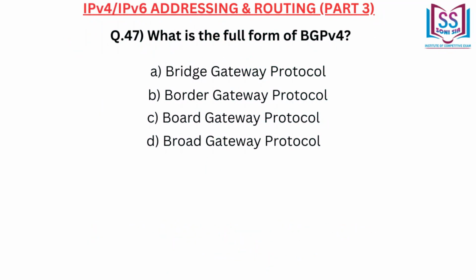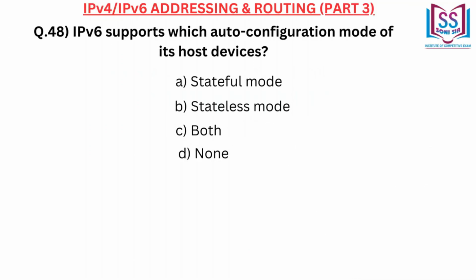What is the full form of BGPv4? A. Bridge Gateway Protocol. B. Border Gateway Protocol. C. Board Gateway Protocol. D. Broad Gateway Protocol. Correct answer B. Border Gateway Protocol.